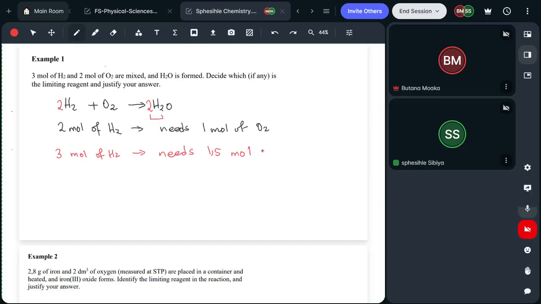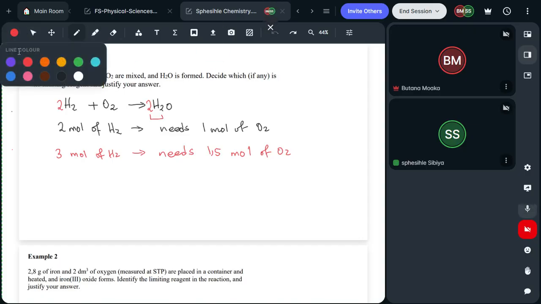So it will need 1.5 mole of O2. You understand that part? Yes. I'm just looking at the mole ratio, because 2:1 means that oxygen will have half of the hydrogen. So half of 3 is 1.5. So now we can conclude.